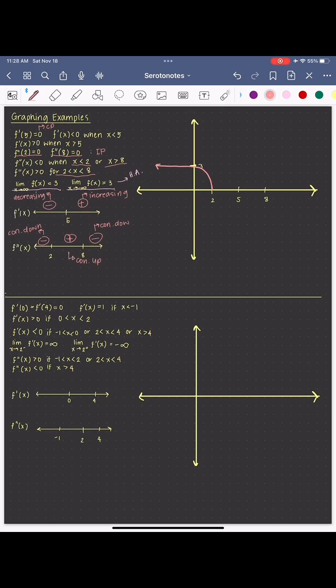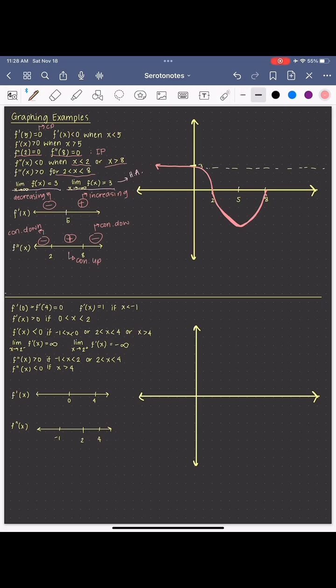Next, we have the interval x greater than 2 but less than 8, and we know that at x equals 5, it has a local minimum based on the first derivative test. We also know that it's concave up according to the second derivative test, and it's going to look something like this.